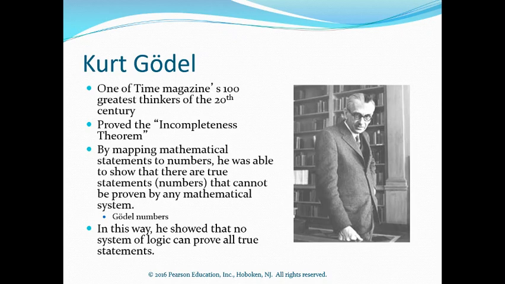So here's Kurt Gödel, one of Time magazine's 100 greatest thinkers of the 20th century. He proved the incompleteness theorem. By mapping mathematical statements to numbers, or Gödel numbers, he was able to show that there are true statements that cannot be proven by any mathematical system. In this way, he showed that no system of logic can prove all true statements.